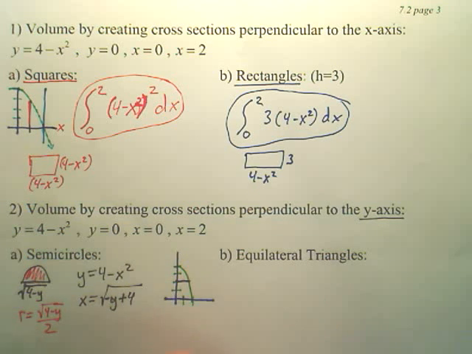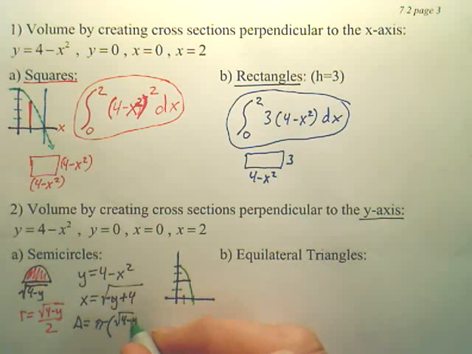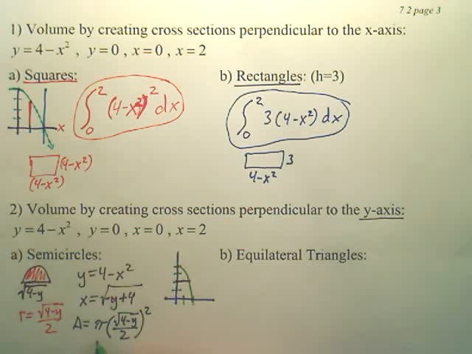So if I want the area of this semicircle, isn't area going to be pi r squared, and what's your radius? That's your radius: the square root of 4 minus y over 2, squared. But don't I want half of a circle? Isn't it a semicircle? So don't we then divide this whole thing by 2? So isn't this the radius? Isn't this pi r squared divided by 2? Is this the area of this shape?